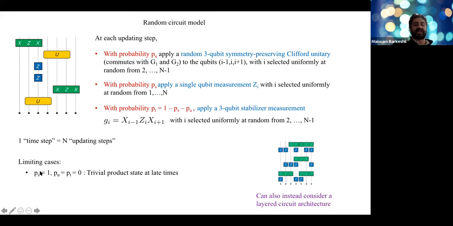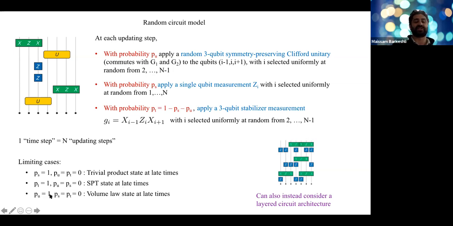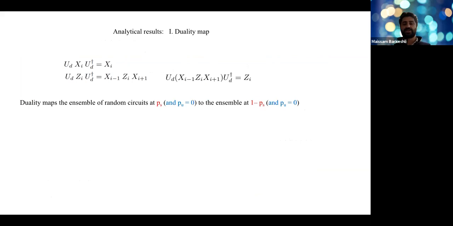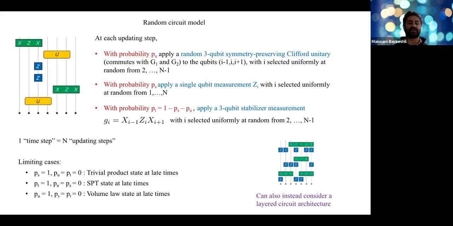So some limiting cases here: obviously if the single qubit measurement probability is 1, then we're just going to get a trivial product state at late times, no matter what we start with. If the 3 qubit stabilizer measurement probability is 1, then at late times we'll get the SPT. And when the unitary probability is 1, then we'll just get a volume law state at late times. It'll just be some highly entangled state. So we have a few analytical results, and then I'm going to show you numerical results for this.